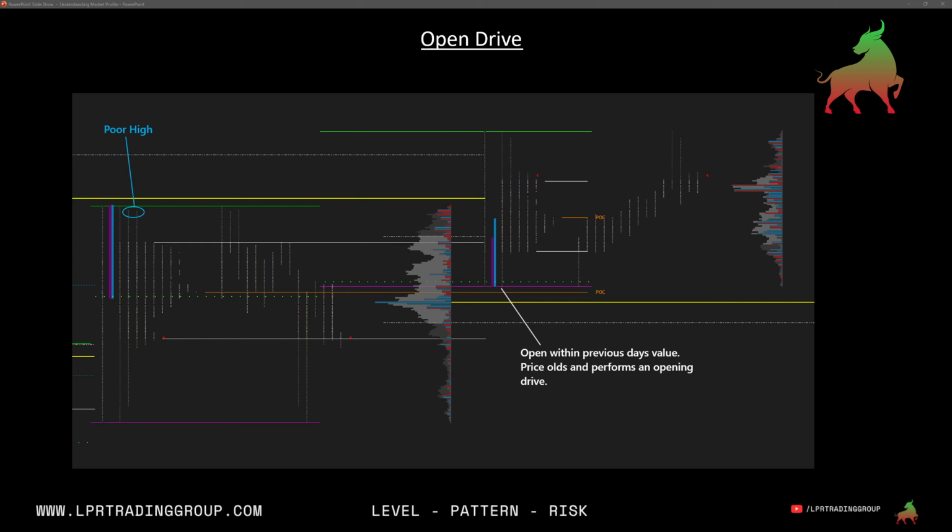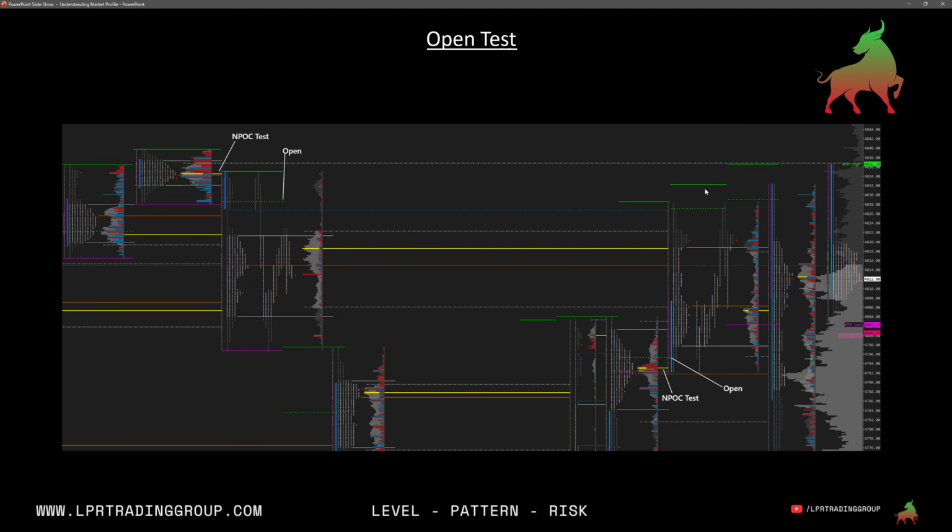So this is the open drive here. So we've got an open drive. This is our previous session here. Previous session prints off a poor high. Market opens. We pretty much hold open price to the tick, and we just start driving to the upside. Okay, you can see better on the split profile here. We open here, we tick down for like 2 ticks, and then the market just starts driving to the upside, and we perform this very nice open drive or opening drive to the upside.